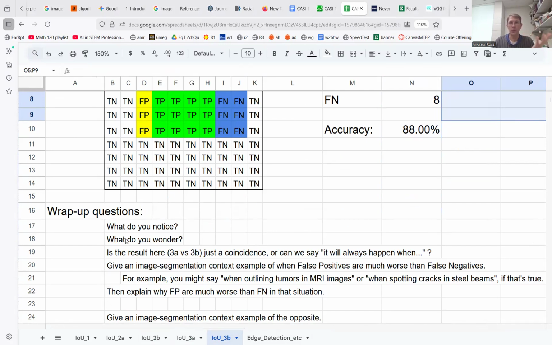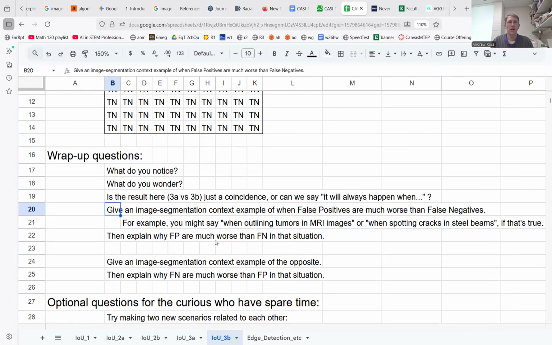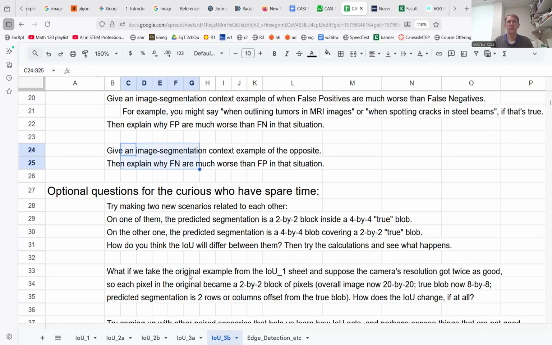What do you notice? What do you wonder? Is the result just a coincidence, or can we say it will always happen when something is true about the image? I want you to give an image segmentation context example of when false positives are much worse than false negatives. For example, like when outlining tumors in MRIs or when spotting cracks in steel. I'm not saying that's the right answer, but that's what I mean by an image context example. Then explain why false positives are much worse than false negatives in whatever situation you gave, and then do the opposite. And then I've got some optional questions down here.